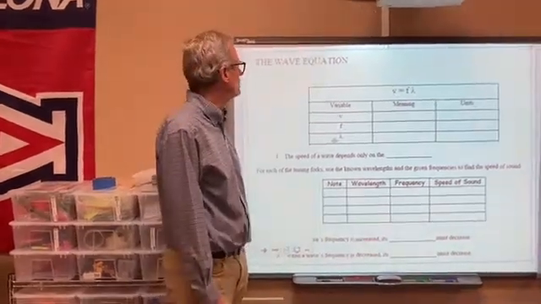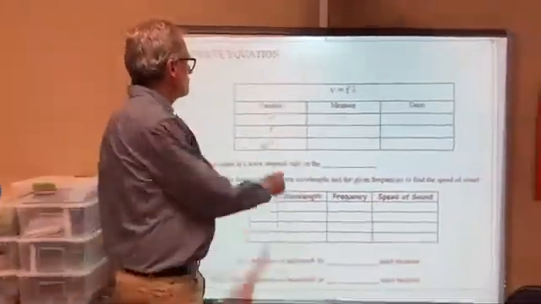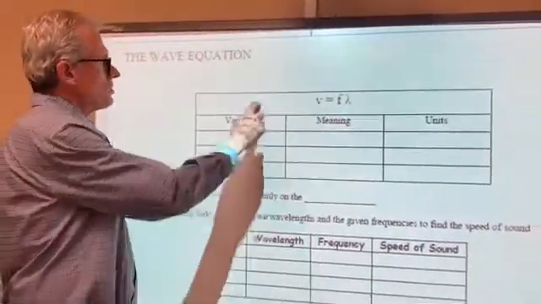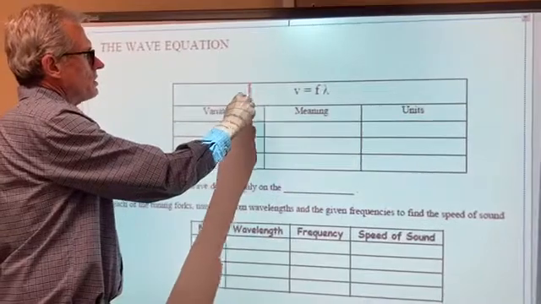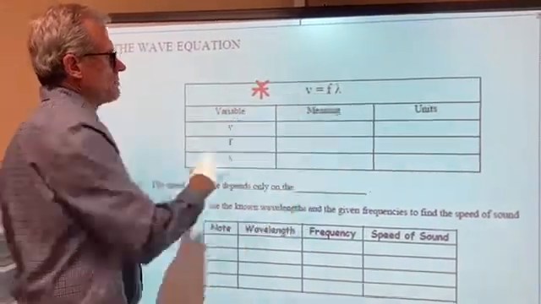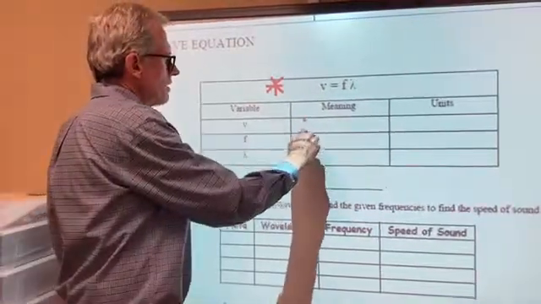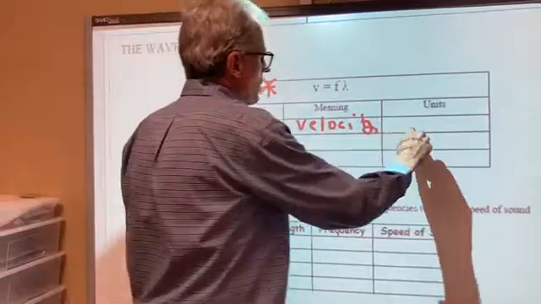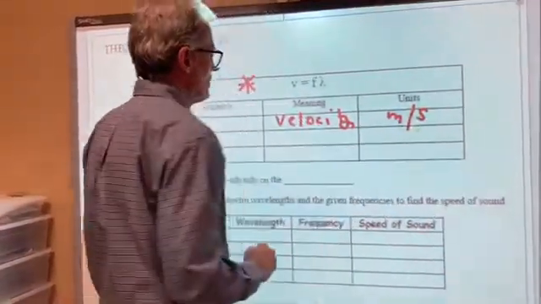This is station 2. So I'm going to do this very quickly, okay? I'll go through the formula. This is the velocity formula, the wave equation. It's velocity equals the frequency times the wavelength. V is the velocity, obviously, and the units are in meters per second.